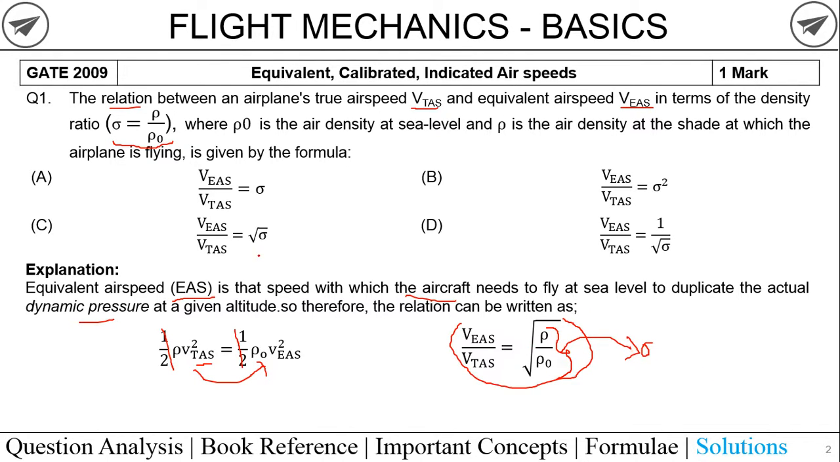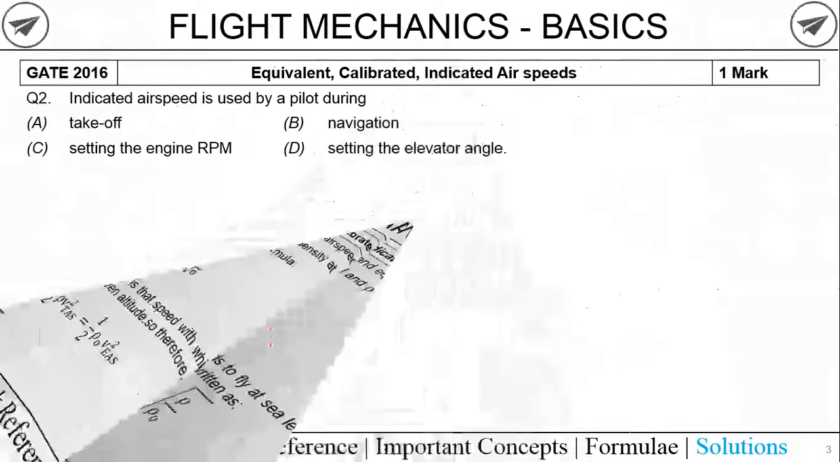Let's check the answer. So based on this, option C must be the right answer. Let's check the answer key. So as answer C, VEAS by VTAS is equal to square root of sigma is the right answer.